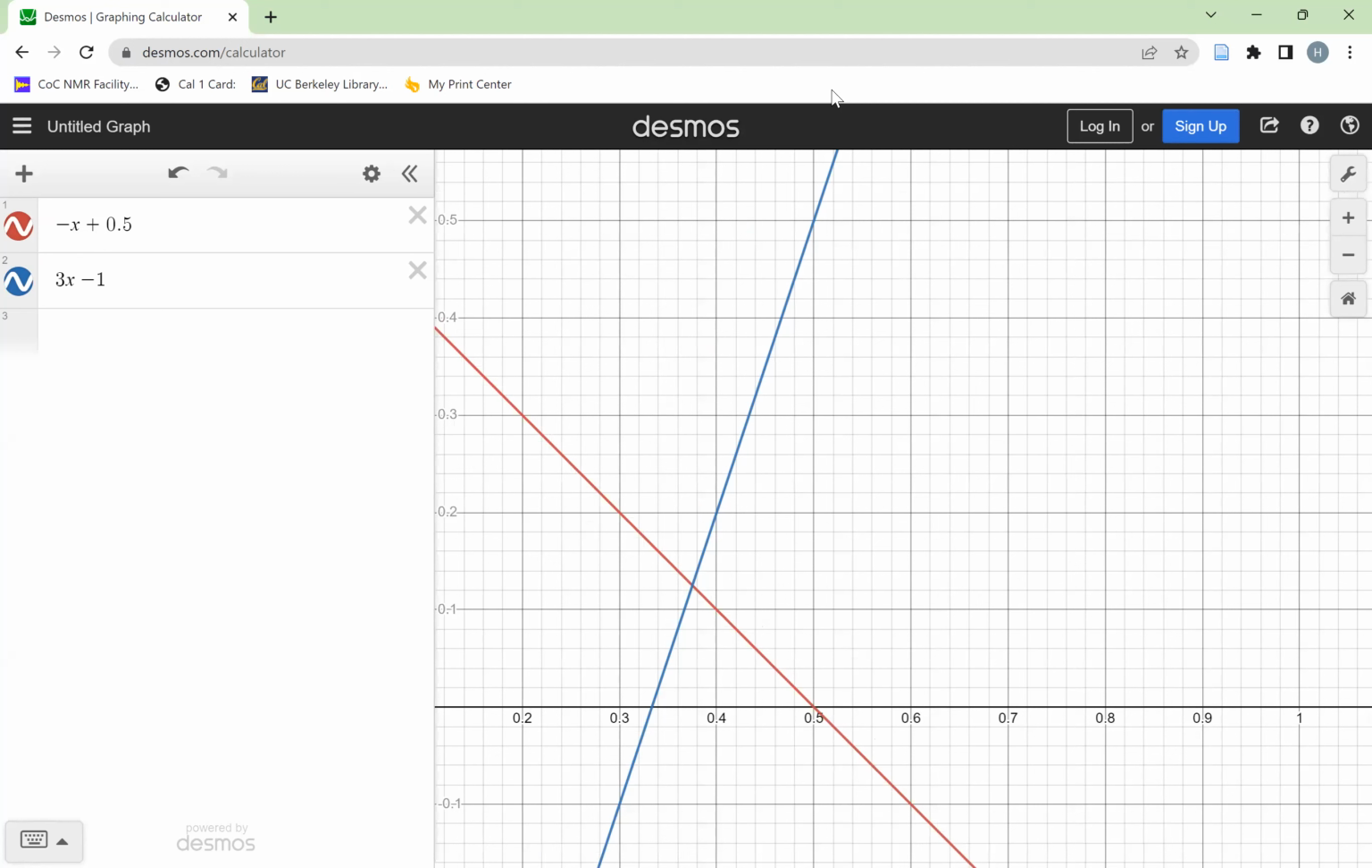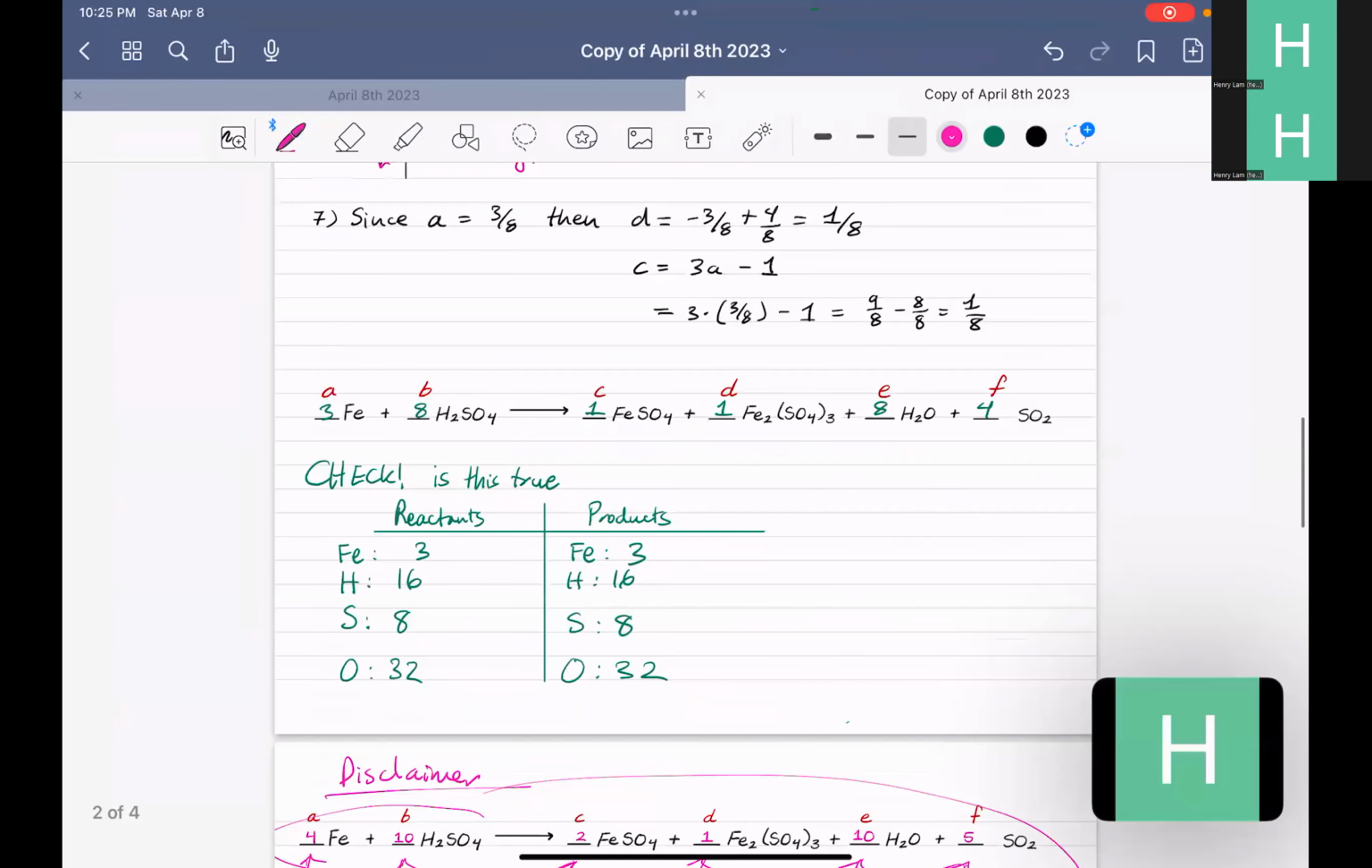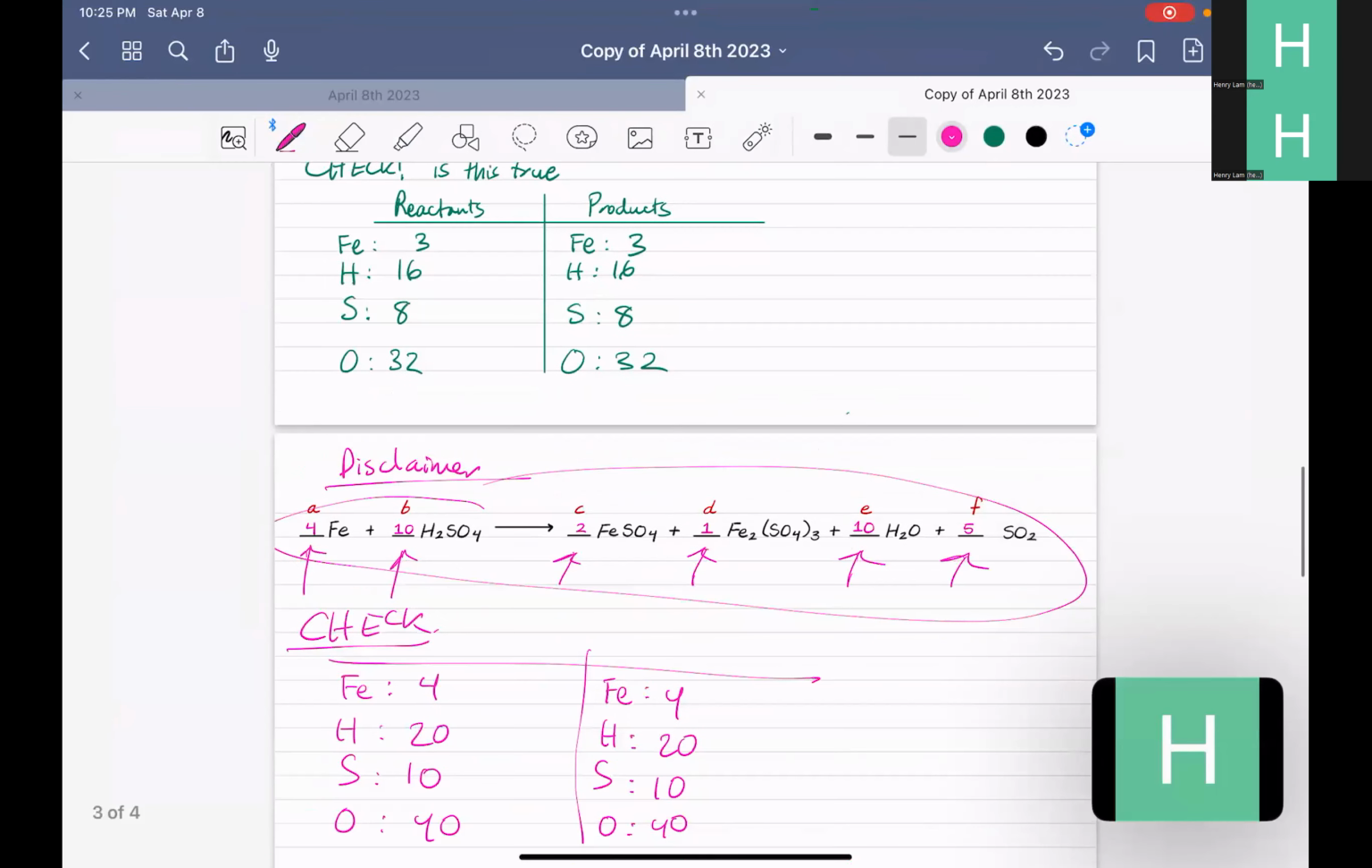Let me stop share real quickly. Stop share. And let me share my iPad again. Share screen. Start broadcast. So what we'll get in the end is this one in green and this one in pink. Let me know in the comments what you think.